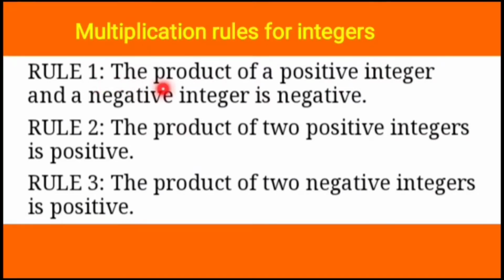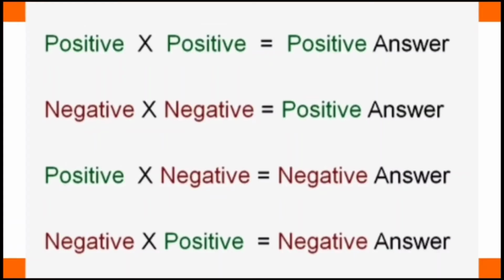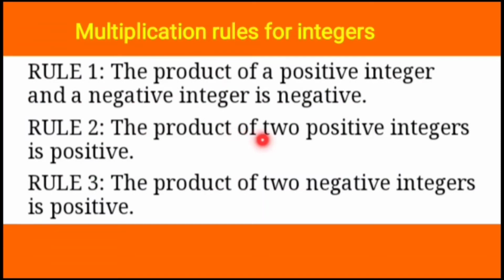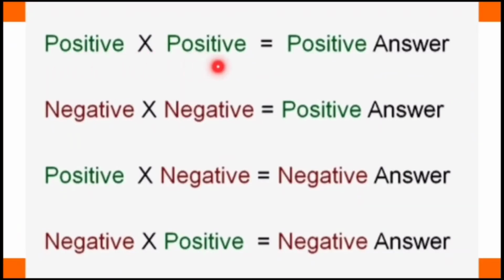Next, multiplication rules for integers. What's the first rule? The product of a positive integer and a negative integer is negative. The product of a positive and a negative is always negative. The product of a negative and a positive will also be negative. Next, rule 2. The product of two positive integers is positive. If two integers are positive, the answer also will be positive.